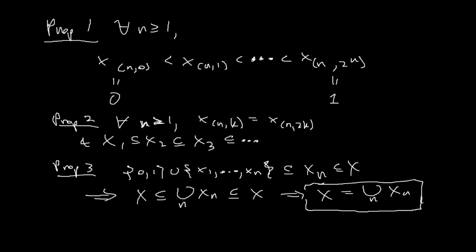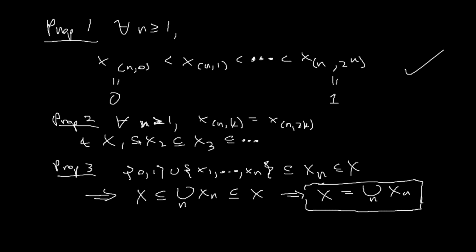Okay, so there's 3 propositions we want to go over given our new labeling system. First, for all n greater than or equal to 1, all the labeled elements at the nth step are ordered by their second indices. The first element, xn comma 0, is equal to the minimum element 0, and the last element, xn comma 2 to the n, is equal to the maximum element 1.